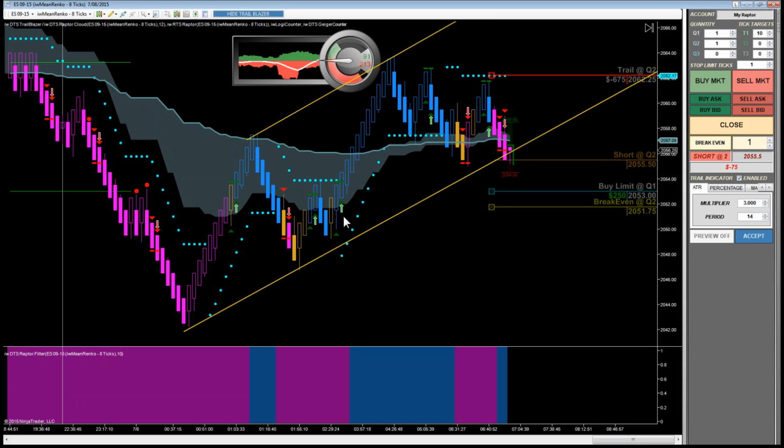Good question here. Sean's asking, what's the difference between the hollow candles and the solid ones? Oh, by the way, on the Raptor, I get people asking all the time, can I change the colors? Yes, you can change the colors. These hollow bars, if you think of your traditional candle, where your open is low and your close is high, in other words, it's a bullish style candle, those would be your hollow bars. Your solid bars are just the opposite. They're the ones that open high and close low. So the solid bars show you a bearish move. The hollow bars show you a bullish move, regardless of the color.